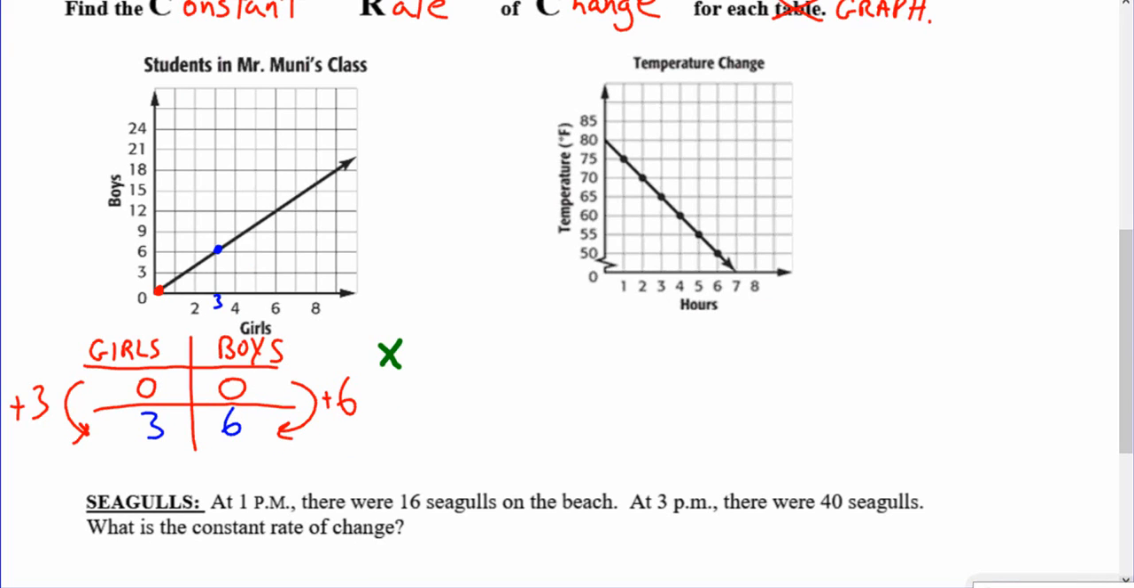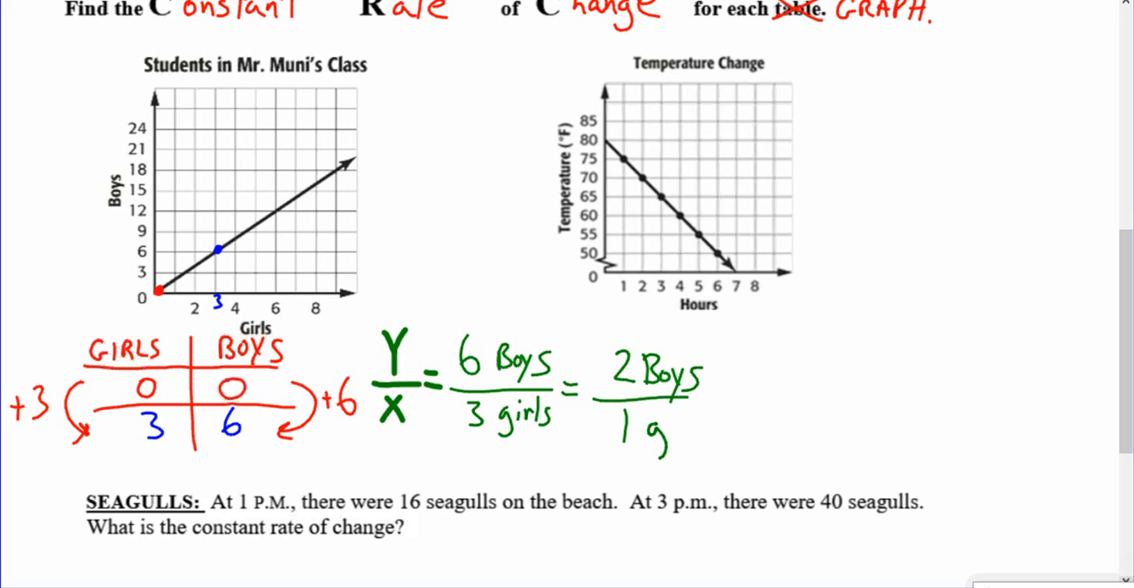So our change of y over the change of x, that's going to be 6 over 3. Right? And that's 6 boys, 3 girls. The x is girls. You know what? That can be reduced. That's the same thing as 2 boys per 1 girl. That's the rate. The constant rate is 2 boys per 1 girl.